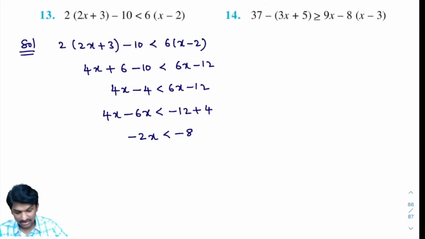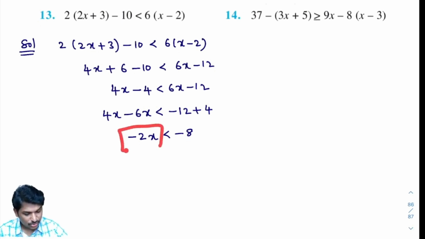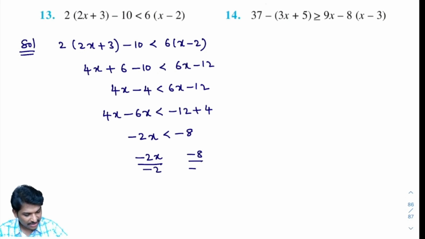Okay. Good. Now what I am trying for? I am trying for x values. Here left hand side part minus 2x is there. But I want only x. How I can get only x? For this inequality, I'll divide with minus 2 on both sides. For an inequality, if I divide with a negative real number, what happened? Rule number 3, inequality sign changes. Less than changes to greater than. Okay. So minus 2x divided by minus 2, minus 8 divided by minus 2.